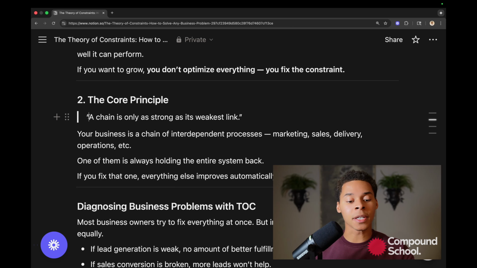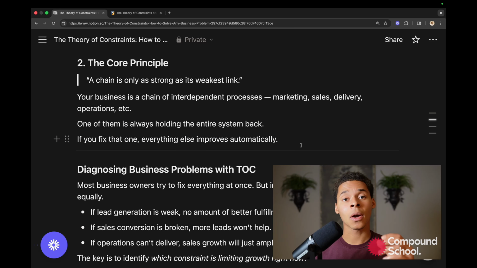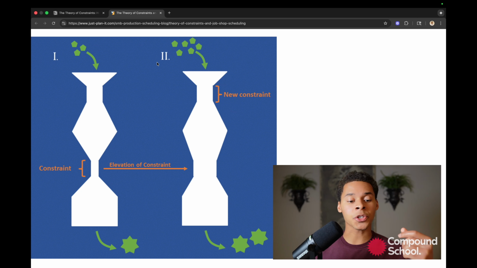So the core principle is a chain is only as strong as its weakest link. And since your business is effectively a chain of interdependent processes, marketing, sales, delivery, operations, finance, one of them is always holding the entire system back. Okay, so let's check out this quick visual to really drive this home.